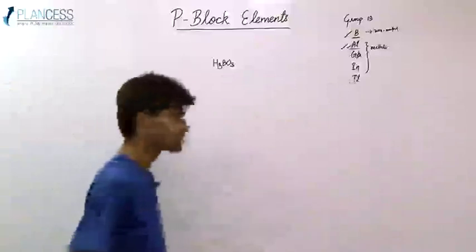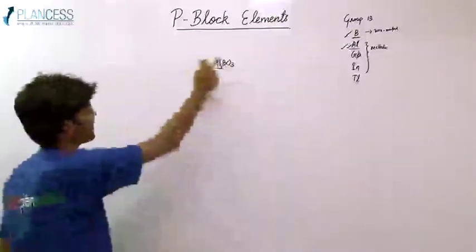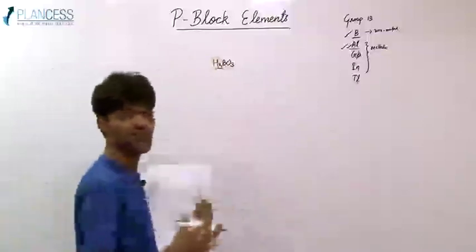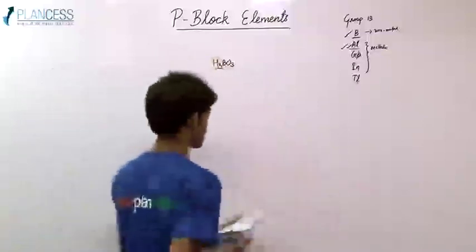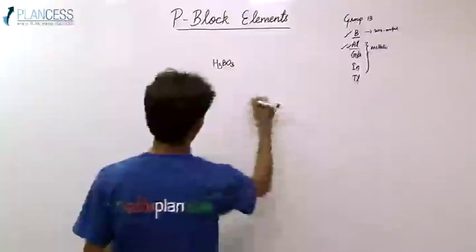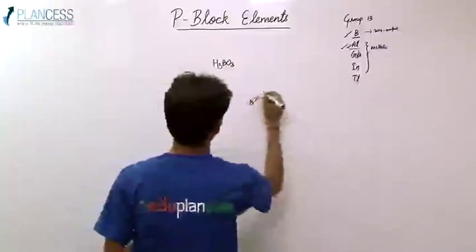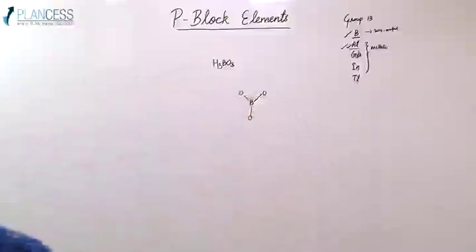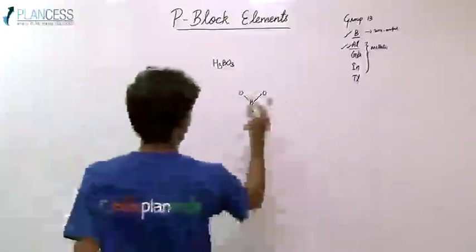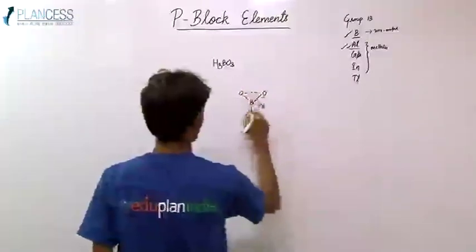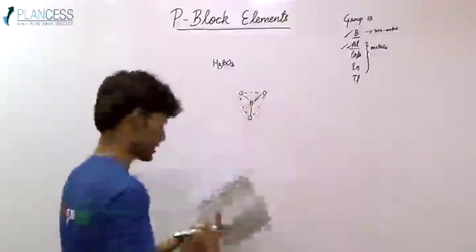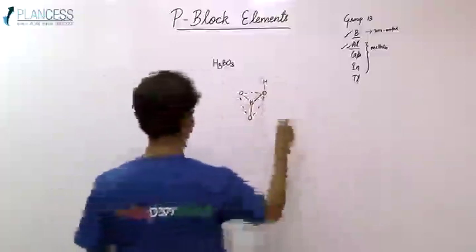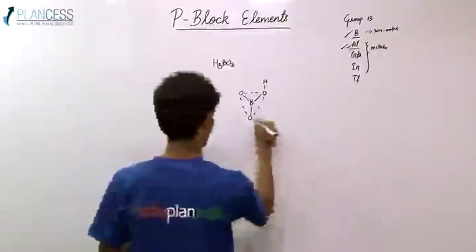So H3BO3 has oxygen and hydrogen. In the crystalline structure, it is a very compact and hydrogen-bonded structure. So its structure would be something like this: it has boron here, oxygen here, and here it is an interaction, here it is an interaction, and here something like this. So this is one unit of orthoboric acid, which would be something like this.